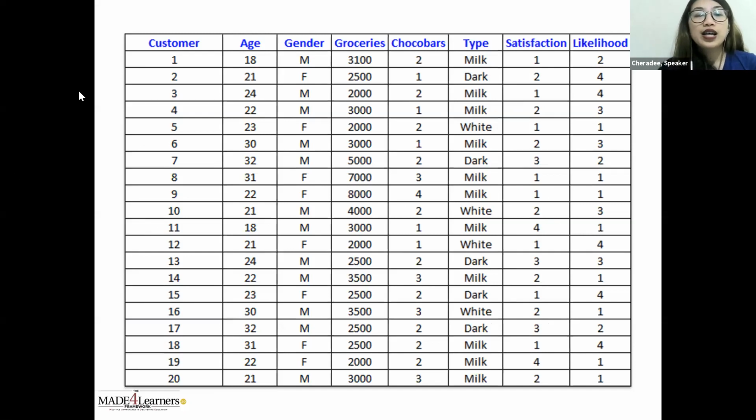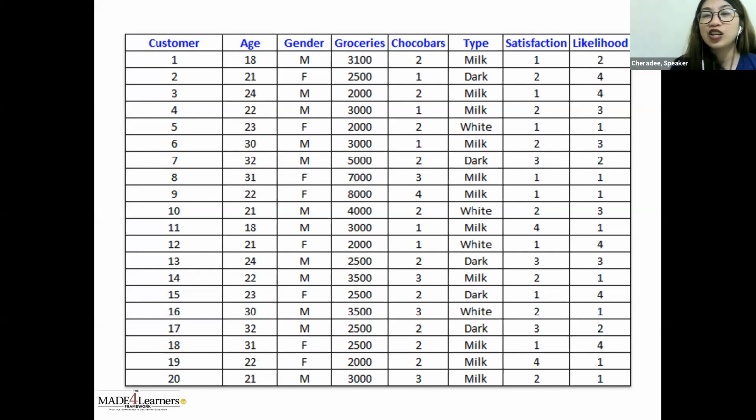All right, so let's say you have 20 customers, and these are their ages. As mentioned, it's really better to just put blank because they can just put their age right away, and then you can do the average. Then gender, male, female, the number of groceries, you can do the average. Choco bars, these are the number of choco bars they buy, their favorite, then their satisfaction level.